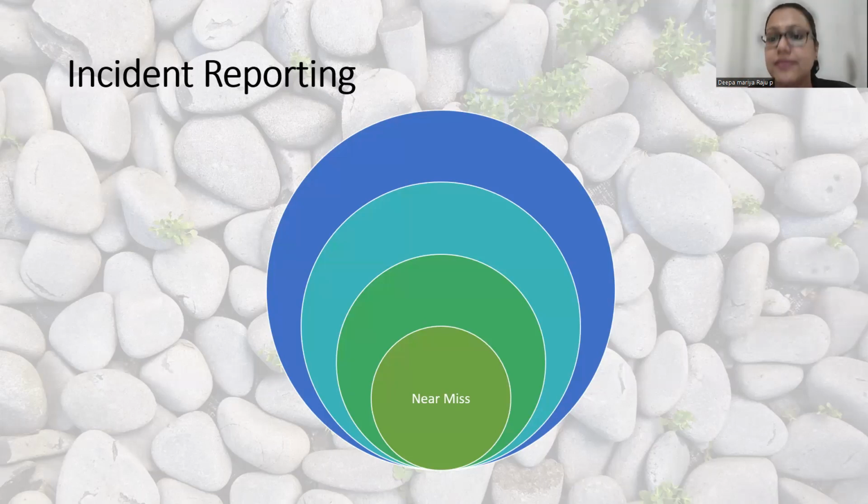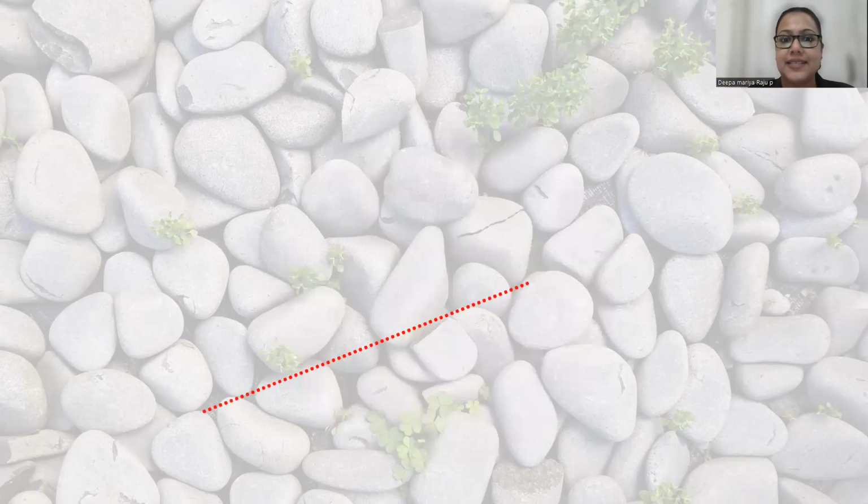Third one is adverse event. I had a fall and I may have had some scratches or skin peeling, something minor, or even one or two sutures. That is an adverse event: the incident happened and something happened. And the final one is a sentinel event. A sentinel event is when something serious has happened. I had a fall and I had a fracture, or a cerebral hemorrhage. This kind of serious event is a sentinel event. Based on this, we report the incidents. I hope it is clear to you.